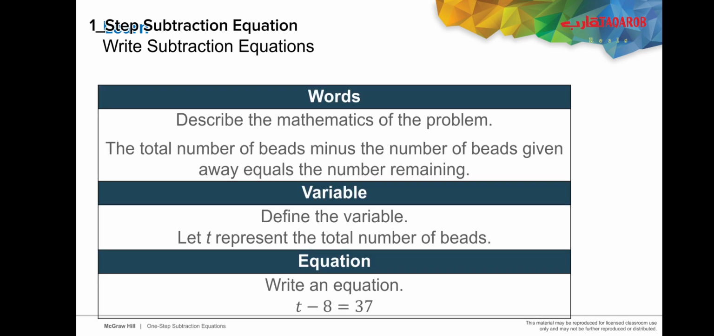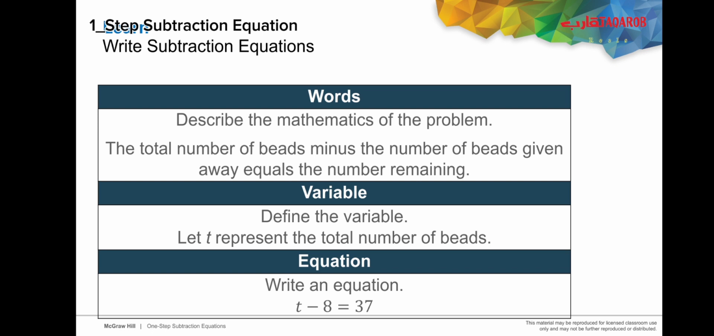Now, looking for the words that help me to decide that I will use a subtraction equation and how I will arrange the equation, for example, the total number of the beads, which is the unknown number, minus the number of the beads given, because she said that the beads left, that Caroline has now, is 37. So the left is 37. So the beads given to her friend were 8 beads.